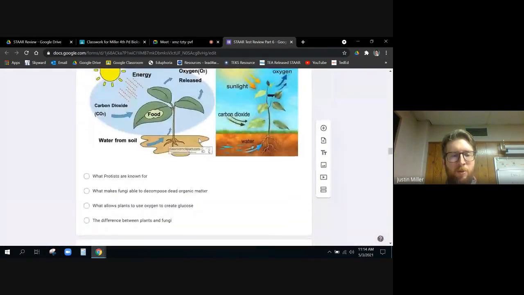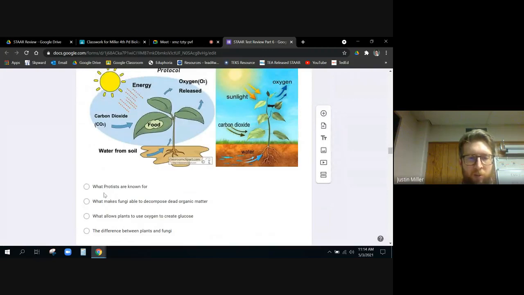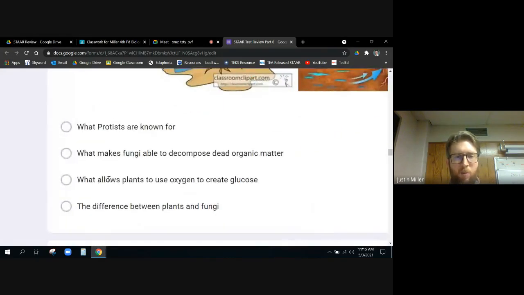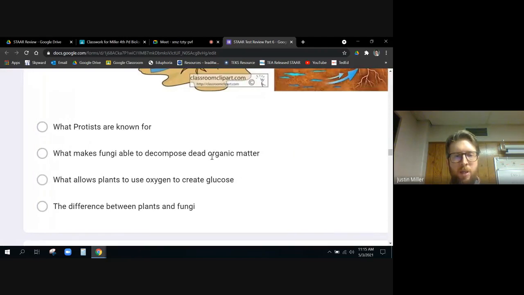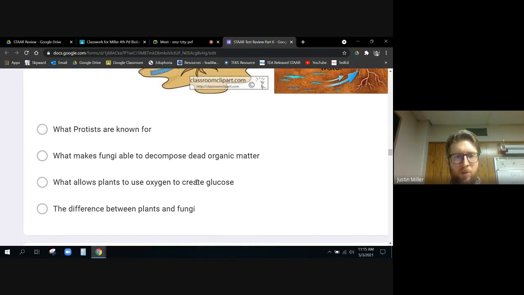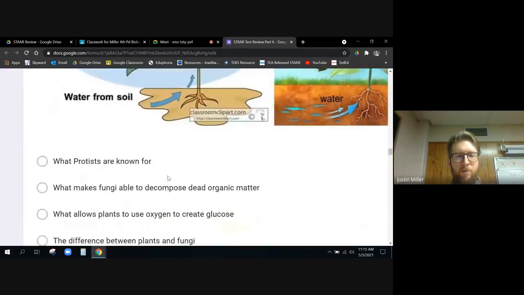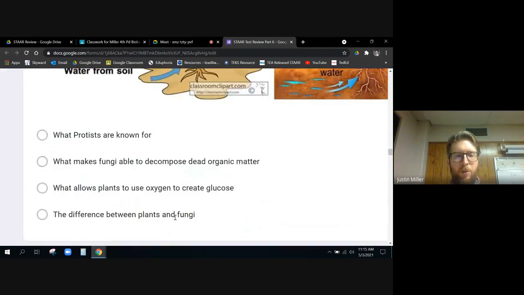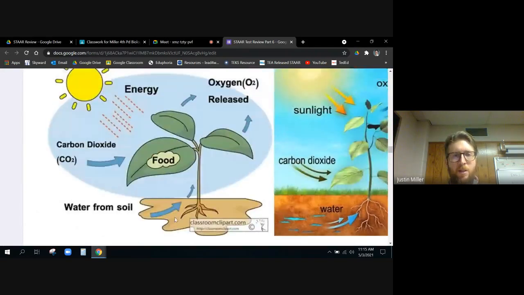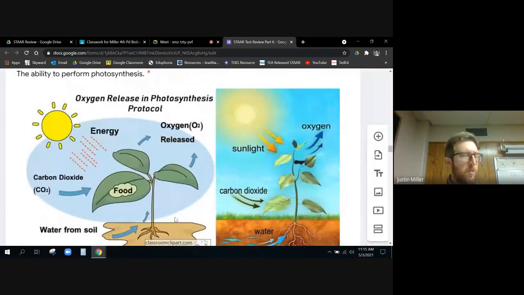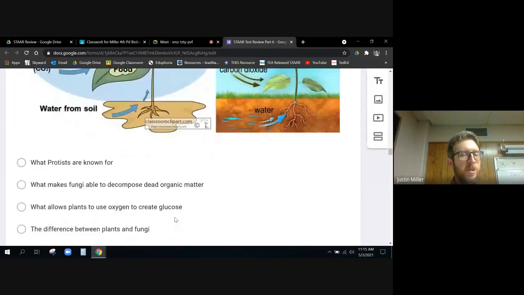So what is the ability to perform photosynthesis? Is that what protists are known for? Is that what makes fungi able to decompose dead organic matter? Is it what allows plants to use oxygen to create glucose? Remember, plants don't use oxygen to make glucose. Plants use CO2 to make glucose, which is their food. Yes, it's the difference between plants and fungi. So you'll probably have a question about plants versus fungi. Just always remember that the difference is that plants do photosynthesis, fungi do not.